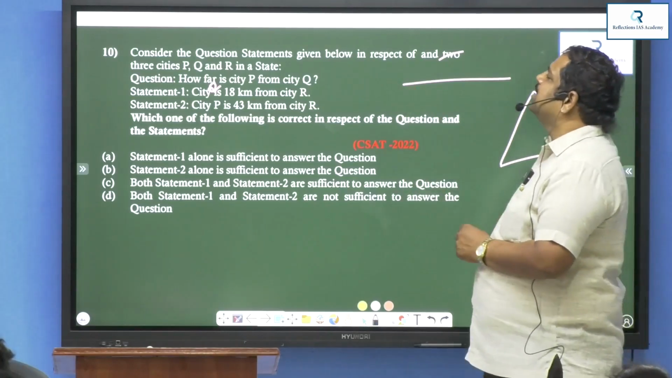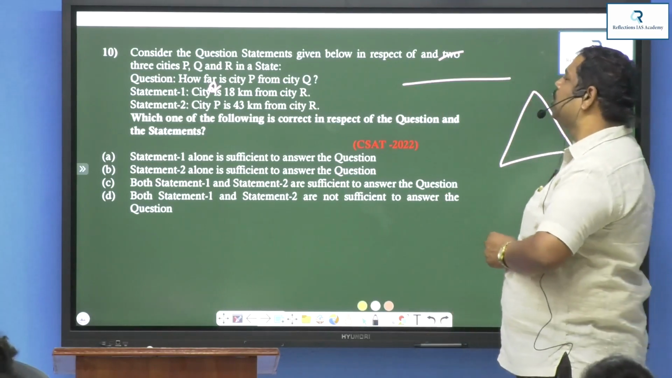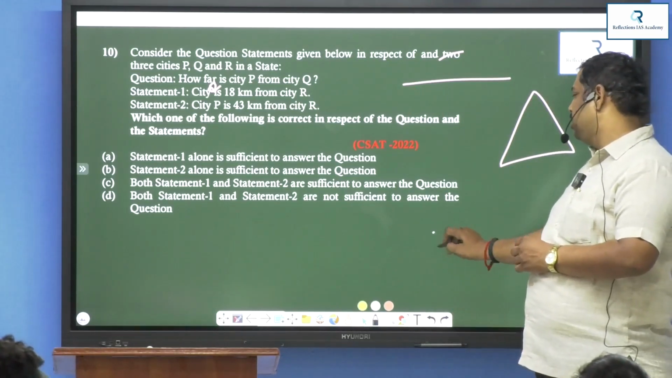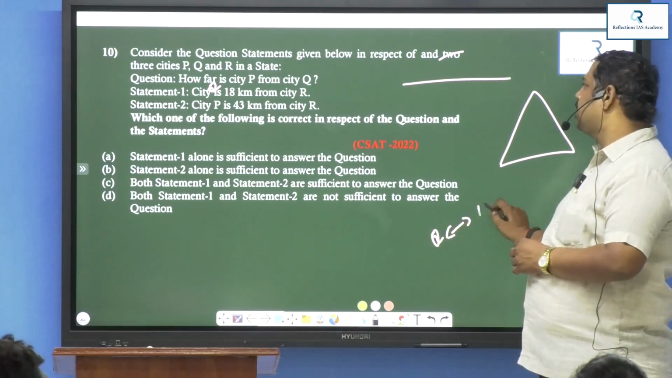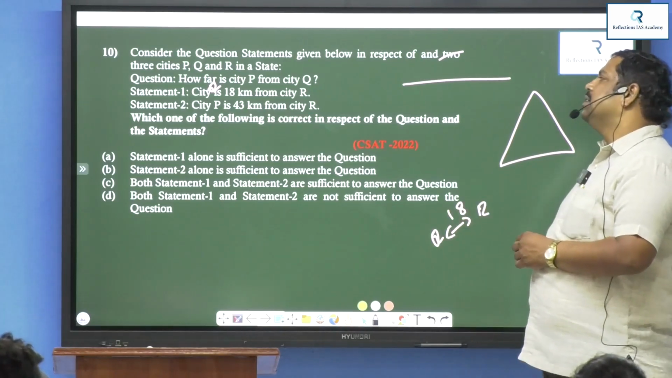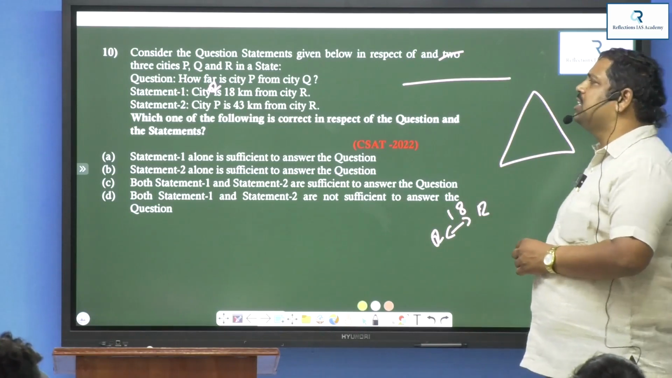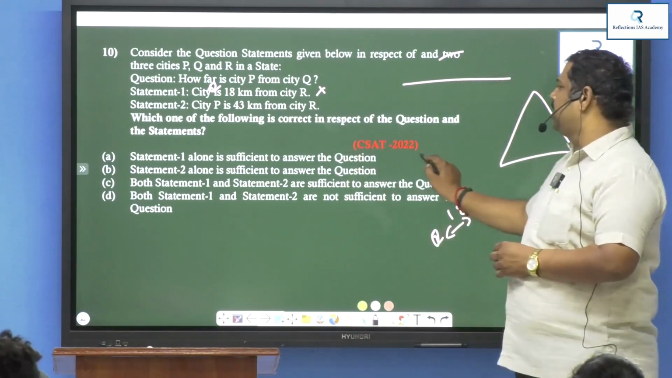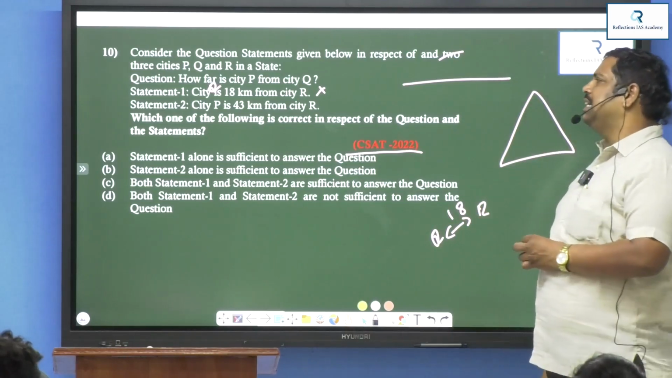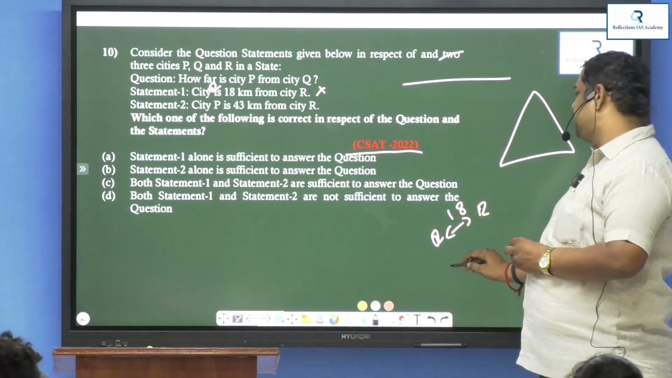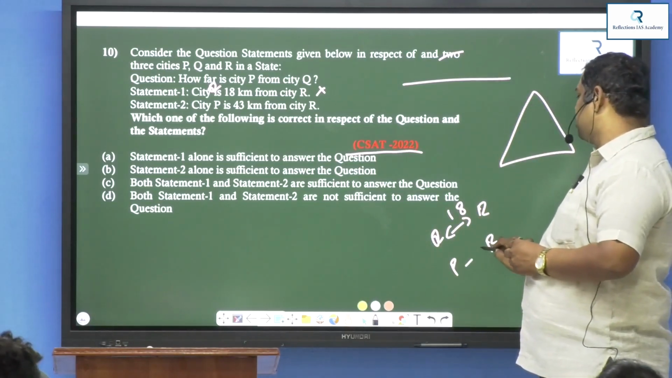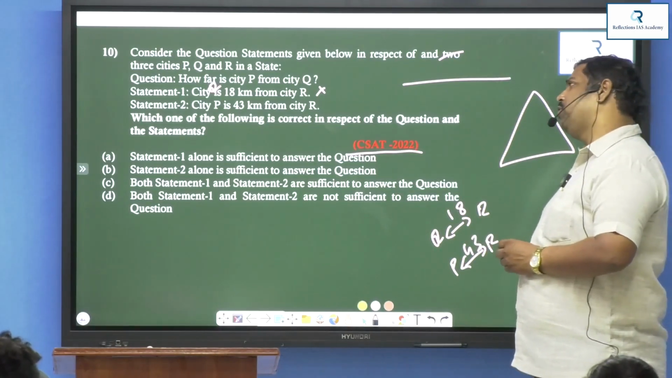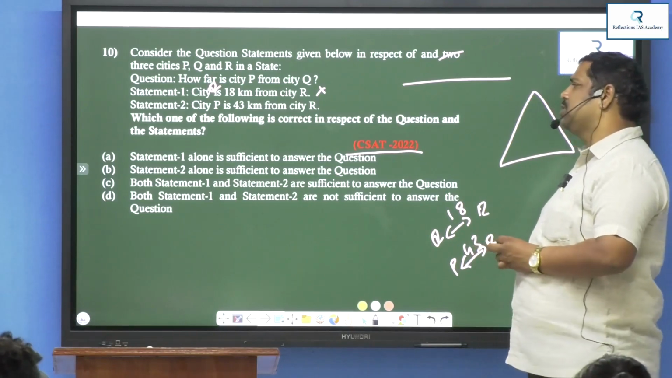Okay. So, how far is city P from city Q? Okay. City Q is 18 km from city R. Okay. Between Q and R, the distance is how much? 18 km. From this, are you able to decide distance between P and Q? No. Leave it. 2. CSAT 2022 here. City P is 43 kilometers from city R. Distance between P and R is how much? 43. Which of the following is correct in respect of the questions?